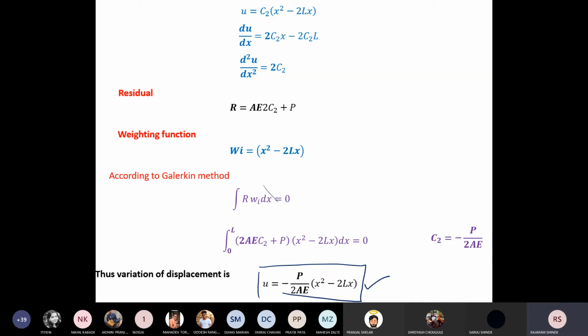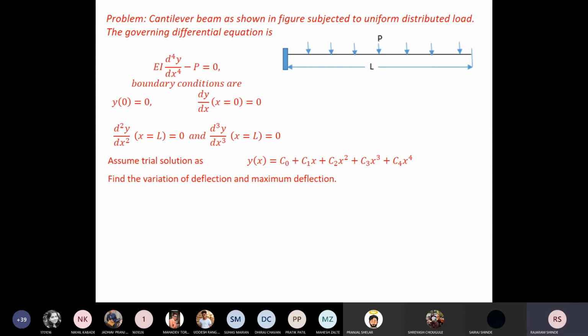Now you have to solve one problem. Again, I will take one structural problem, then I will go for the thermal problems. Now this is a cantilever beam as shown in the figure. You write this problem. It is subjected to a uniform distributed load. The governing differential equation is EI d4y by dx raised to 4 minus p is equal to 0.